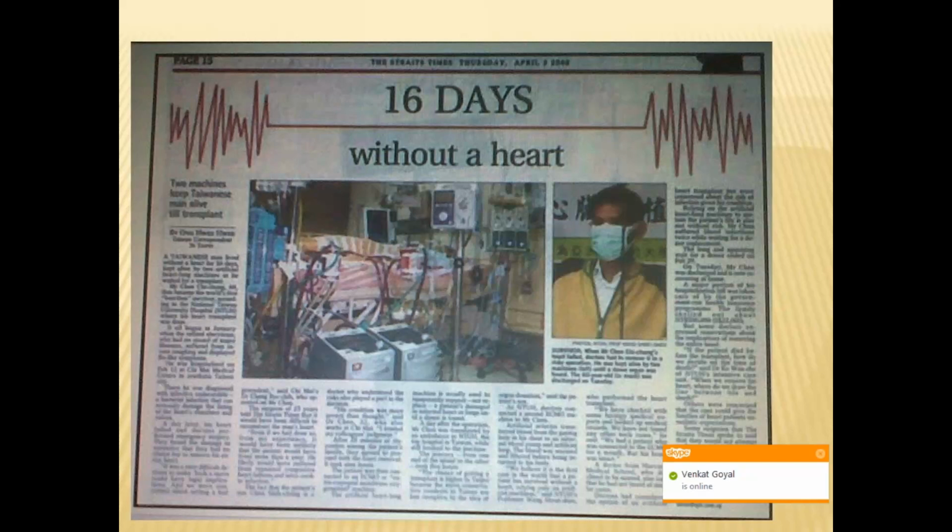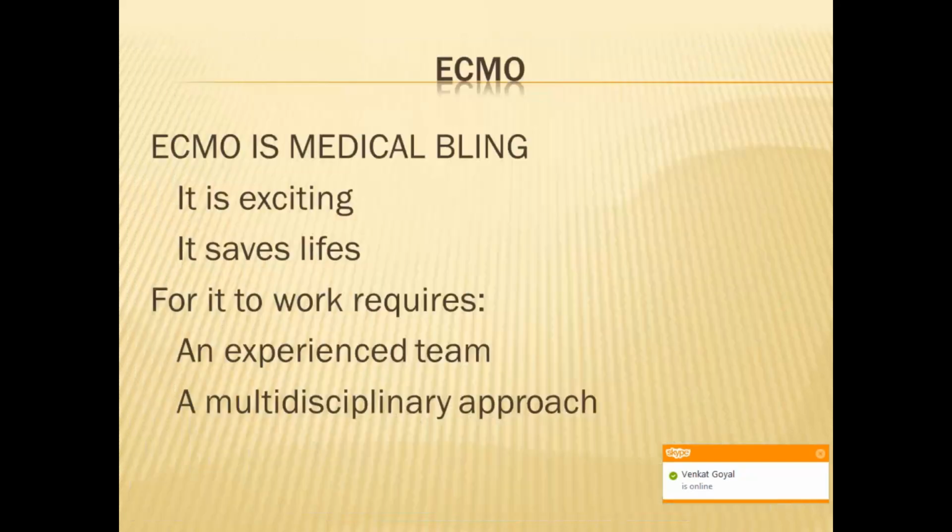The patient remained without the heart for 16 days. Then they got a heart. They transplanted the heart, and that patient is doing very well. This is just to tell you how ECMO can be helpful.